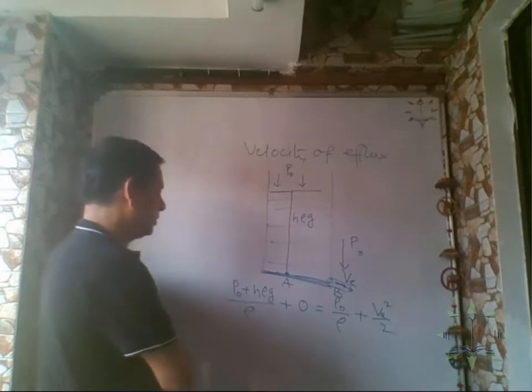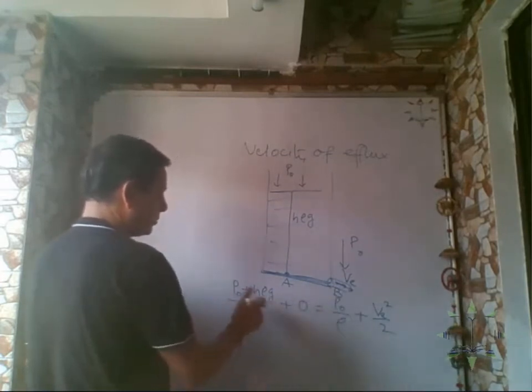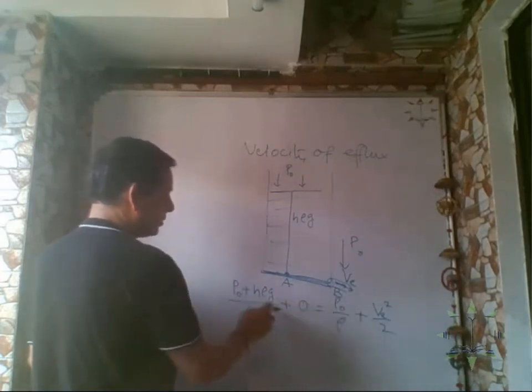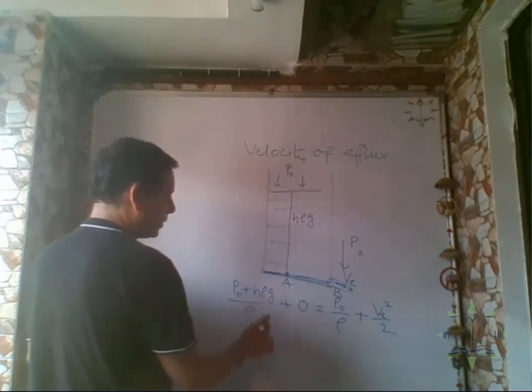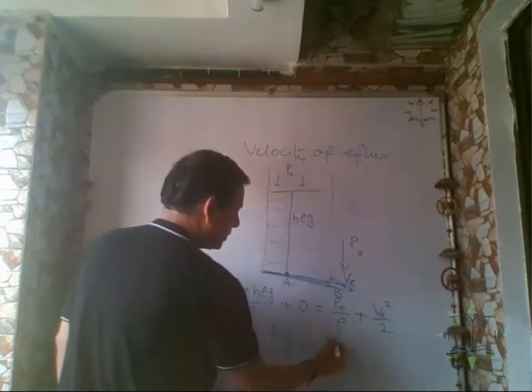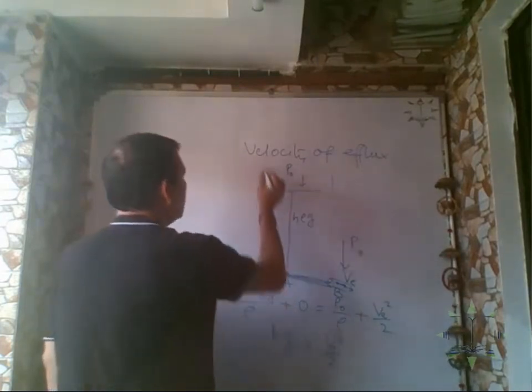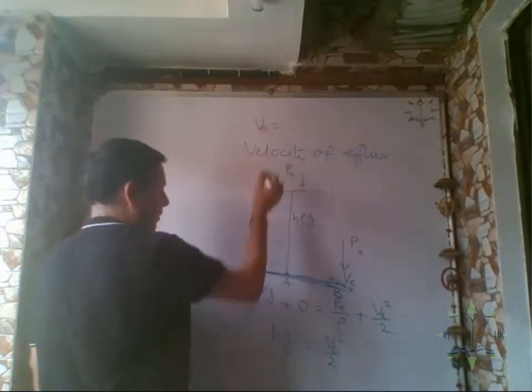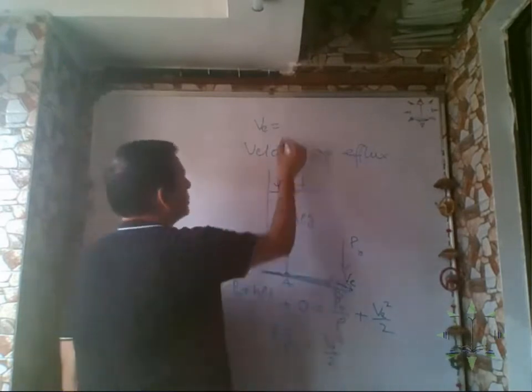If we solve this, P0 by rho cancels out, and H rho g by rho gives H g. So H into g equals VE square by 2, or the velocity of efflux equals root over 2gh.